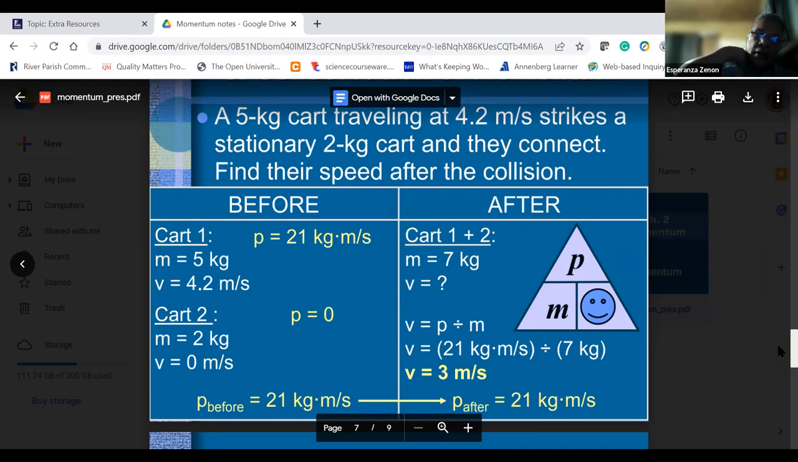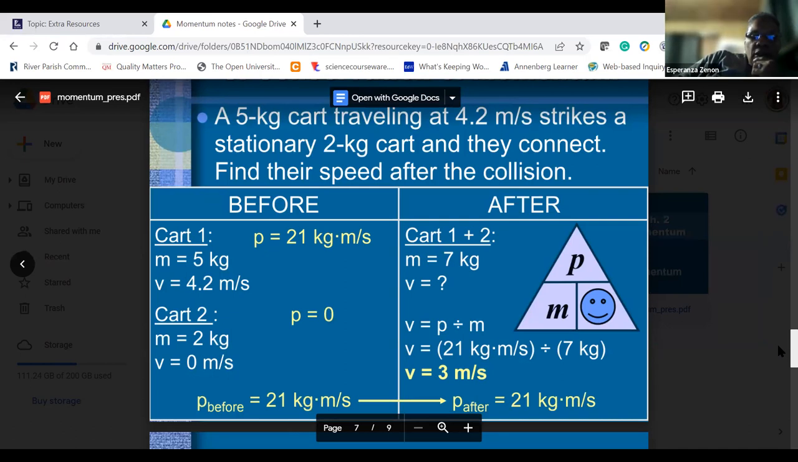Well, what we have to do then is break down this motion before the collision and after the collision. So now we can take the momentum of each object. Before, cart one: mass 5 kilograms, velocity 4.2 meters per second. Multiply that, you get 21 kilogram meters per second.